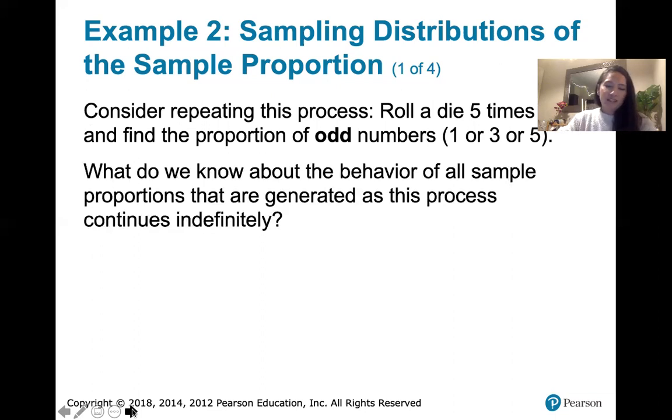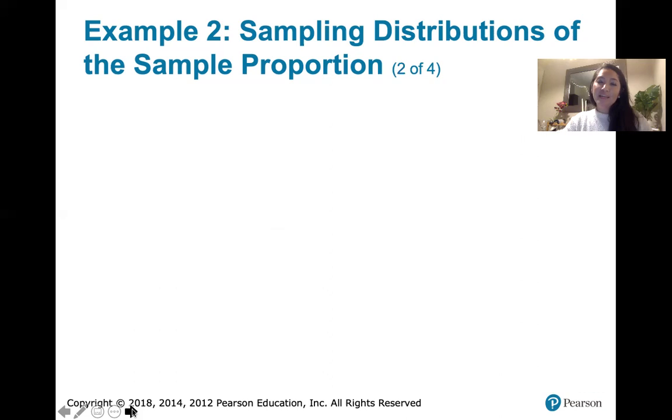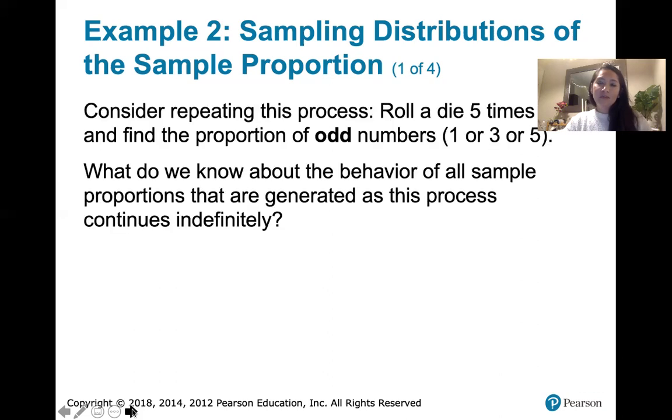well, before we get into that, let's look at the question. The question says, what do we know about the behavior of all sample proportions that are generated as this process continues indefinitely? So we're going to keep doing this. Again, we're going to continue rolling a die 5 times and then looking at the proportion of odd numbers that we have after rolling a die 5 times.